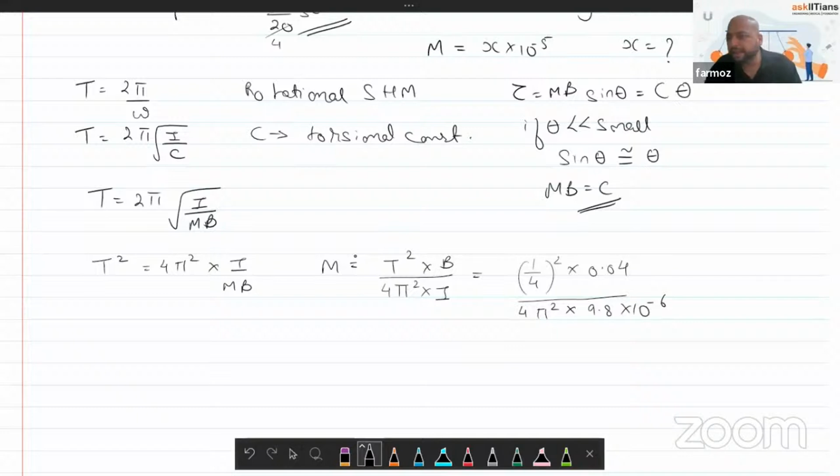Now see, in the options, all the options consist of pi square. So obviously they haven't evaluated the value of pi square. They have kept it as it is.